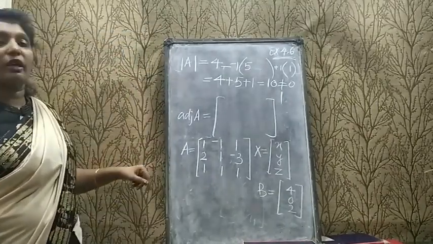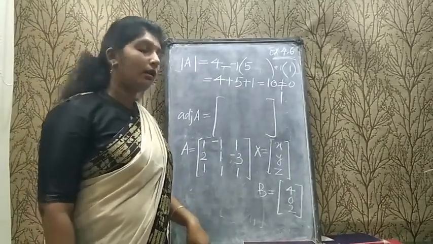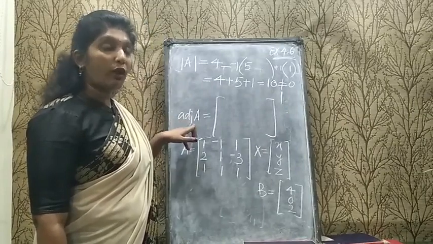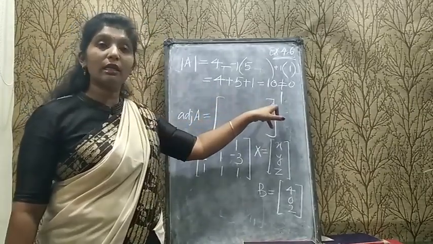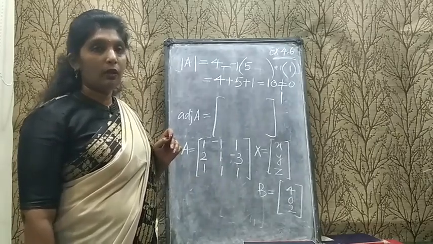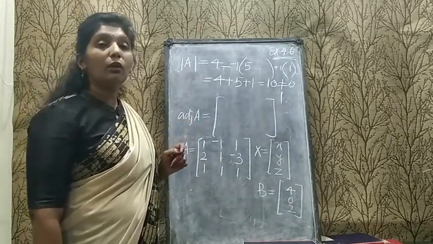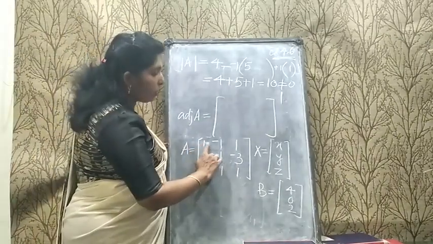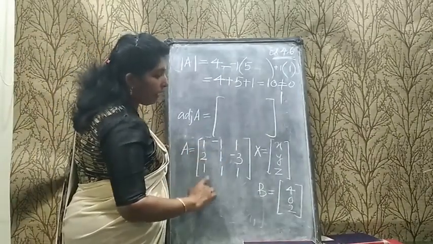Now in the next stage, we will find the adjoint of A. For finding the adjoint of A, first of all we will write the cofactors here, then you have to take the transpose of that. So first of all, I will find the cofactors. What is the cofactor of this number? You just have to eliminate this column and row.